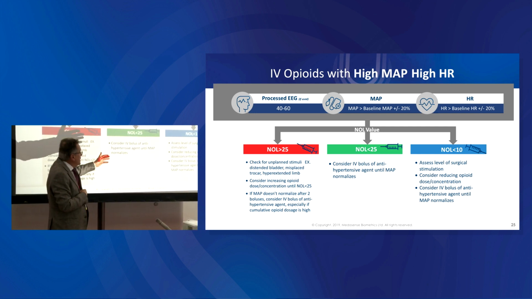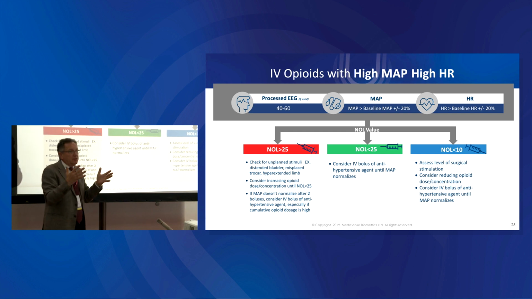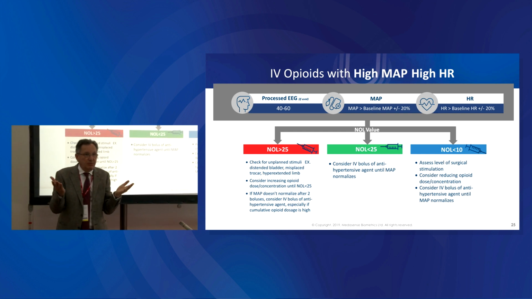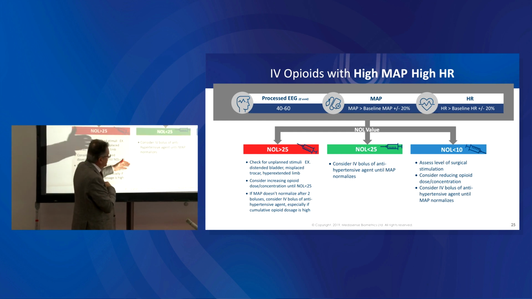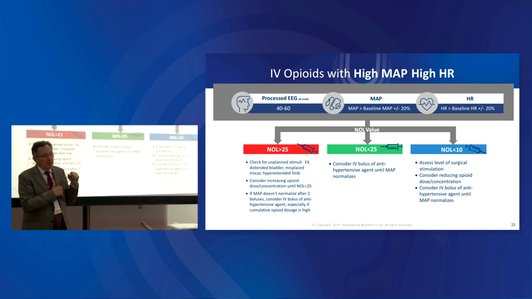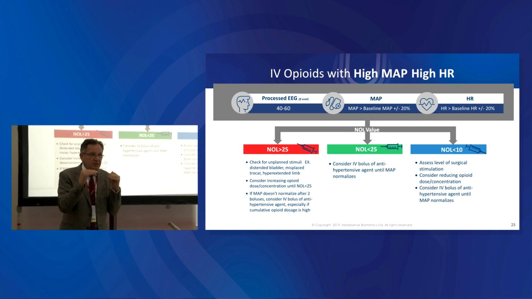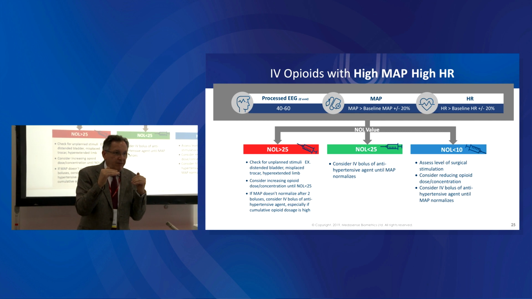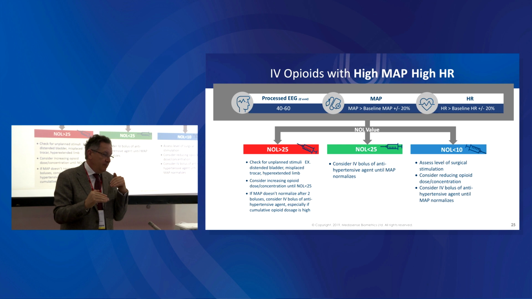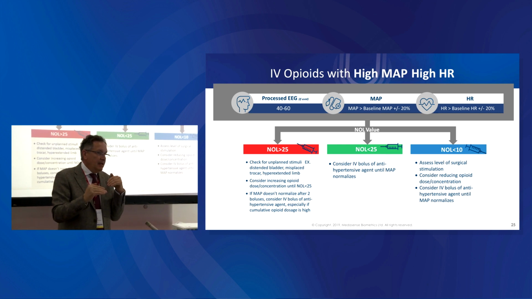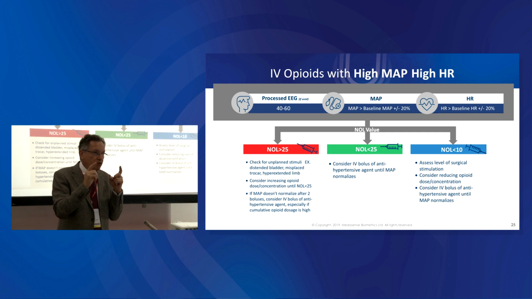Okay? And then if your NOL is very, very low, well, you also need to look whether there is no stimulation. That can be the case. And then you can look at reducing the opioid concentration. So in the absence of a nociceptive stimulus, if you have too much opioid, how is the blood pressure going to be? Low.